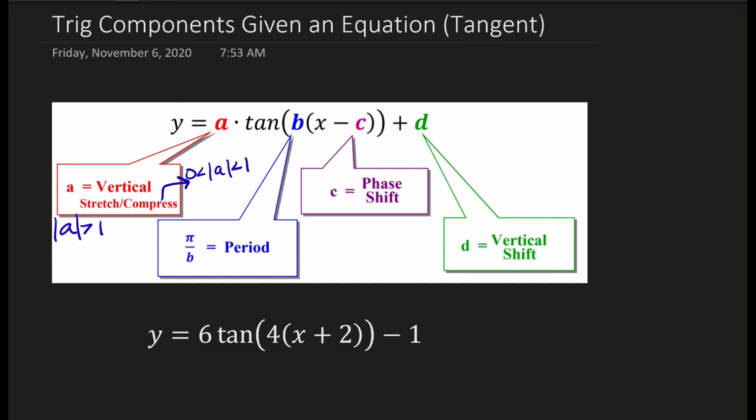With sine and cosine, the horizontal dilation is found by saying 2 pi over the period. Well, with tangent, it's just going to be pi. That's explained in a different video. Here you have phase shift and vertical shift.